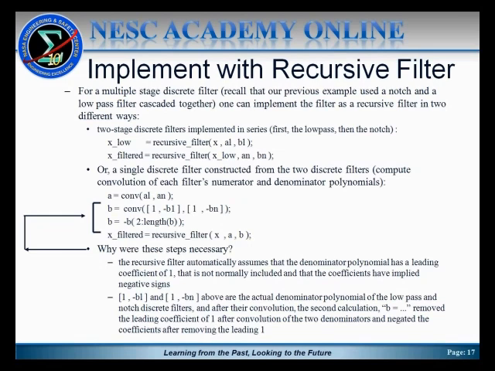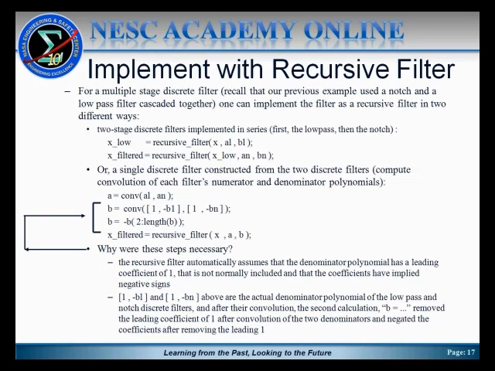And the answer is, recall from the discussion earlier of recursive filters that discrete filters generally have an implied leading coefficient of 1, and the coefficients in the denominator also are assumed to have a minus sign associated with them. You might recall the form of the denominator polynomial for the standard form of discrete filters is 1 minus b1 z to the minus 1 minus b2 z to the minus 2 minus b3 z to the minus 3, etc. So the coefficients in the denominator are like 1 minus b1 minus b2 minus b3, etc.